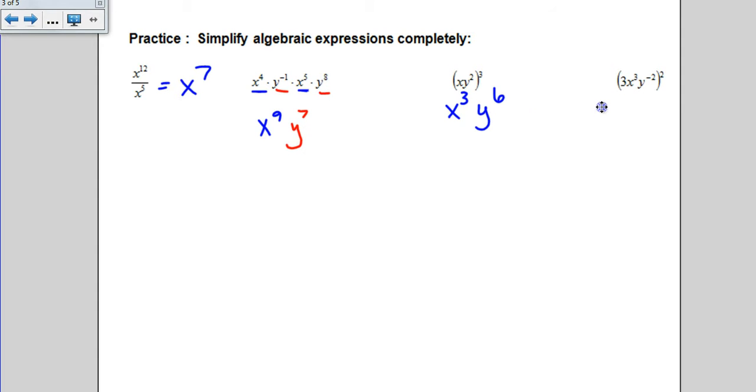We're going to do something similar on the next example. Everybody's going to get squared. So I'm going to first write it as 3 squared, and then x to the 6th, and then y to the negative 4. We multiplied the power to the power.